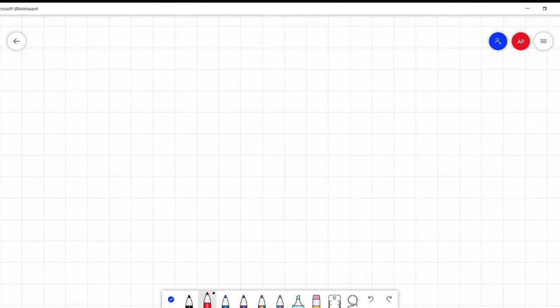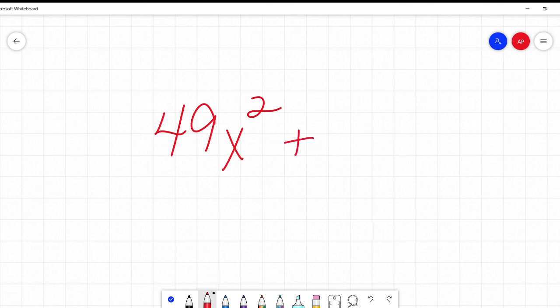Okay, so let's put this into play, as it were. Let's say I have, actually we haven't done a variable yet, so let's throw some variables in there. 49x squared plus 35x. I need to know the greatest common factor and pull it out like a reverse distributive. I'm undistributing it, as it were.